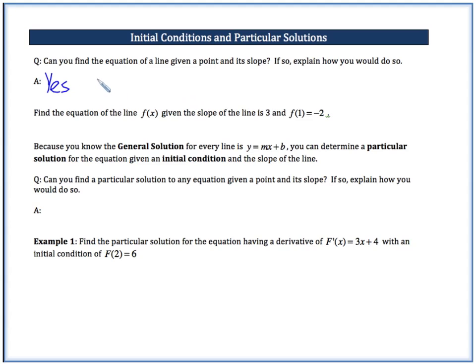And what I would probably do is use the point-slope formula. So y minus y sub 1 equals m times x minus x sub 1. Okay, so m would be my slope here, and then my point would be x sub 1 comma y sub 1.